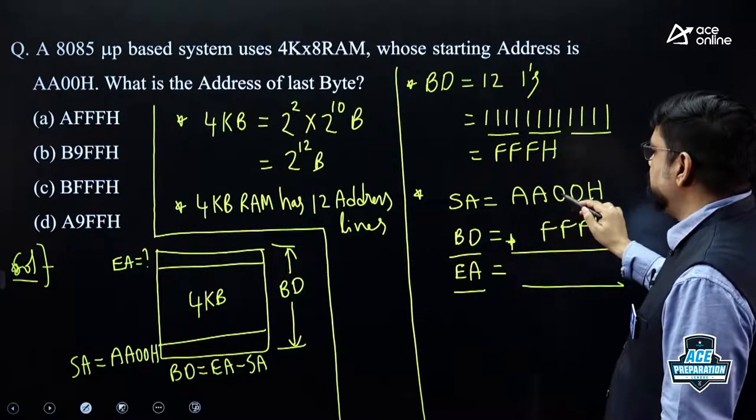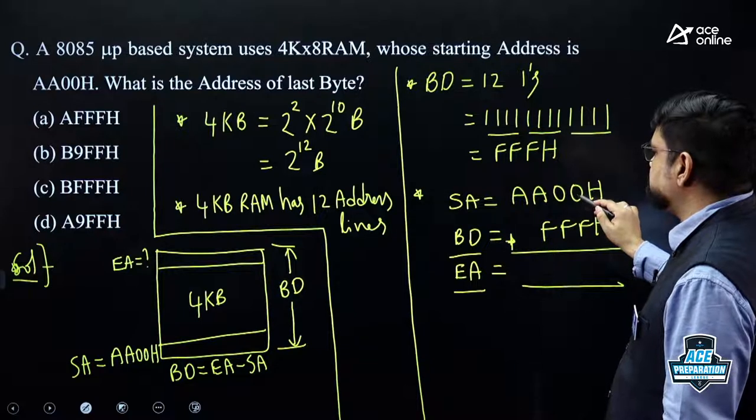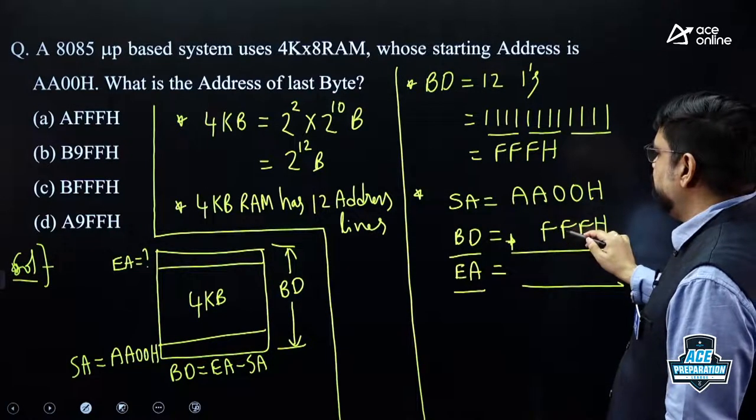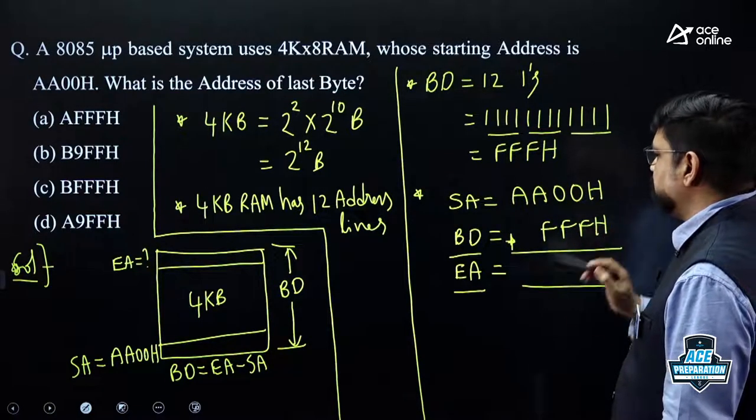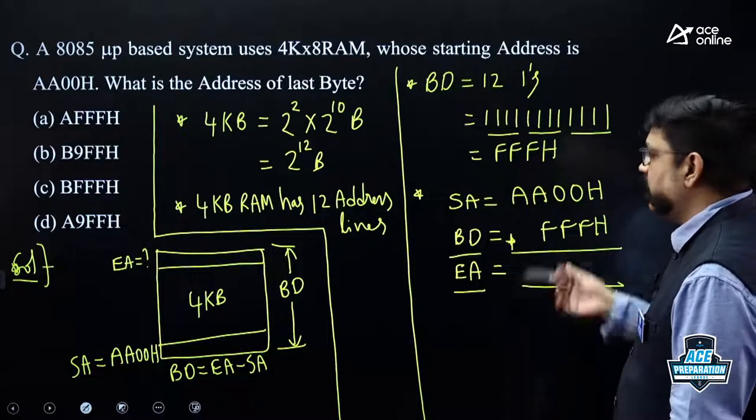1010, 1010, 0000, 0000. 1111, 1111, 1111. Convert that, write it in binary. What is there? And please add.